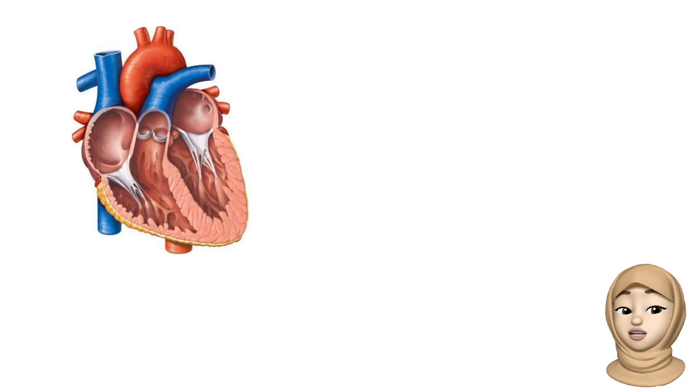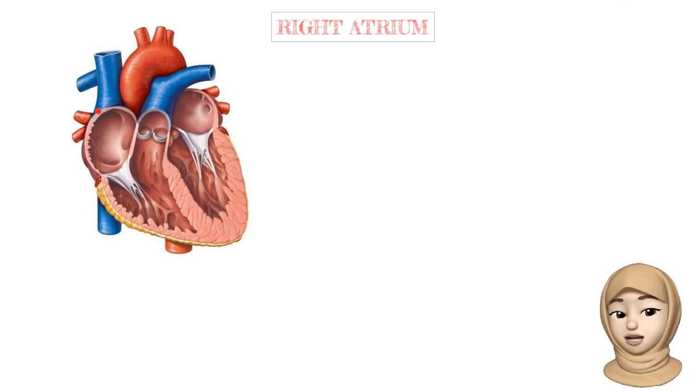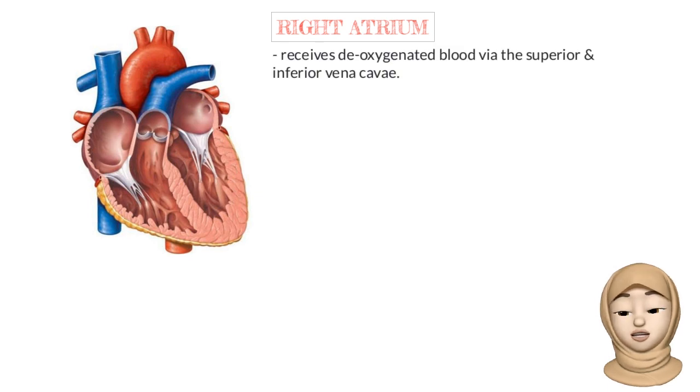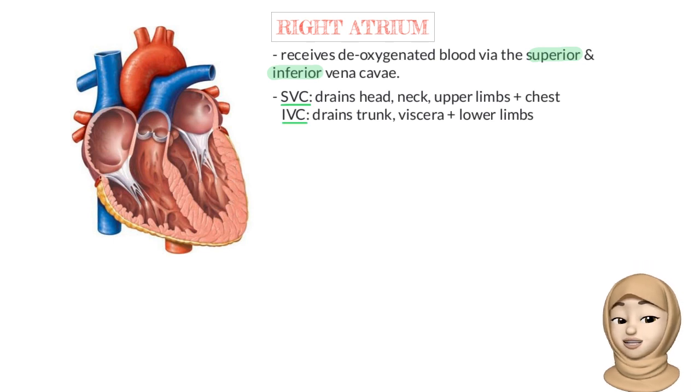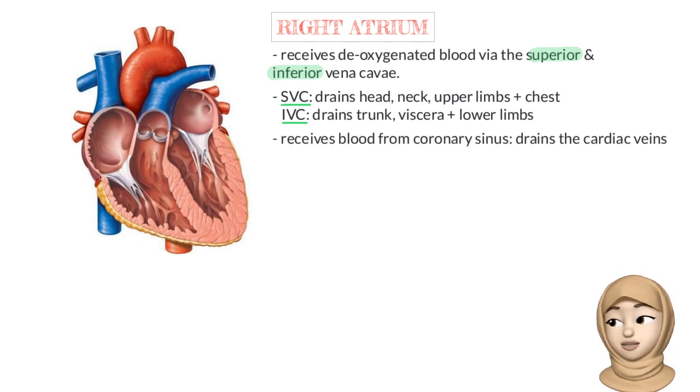We'll now discuss each of the chambers individually, starting with the right atrium. The right atrium receives deoxygenated blood via the superior and inferior vena cava. The superior vena cava drains the head, neck, upper limbs, and chest. The inferior vena cava drains the trunk, viscera, and lower limbs. The right atrium also receives blood from the coronary sinus, which drains the deoxygenated blood from the cardiac veins, which will be discussed later.